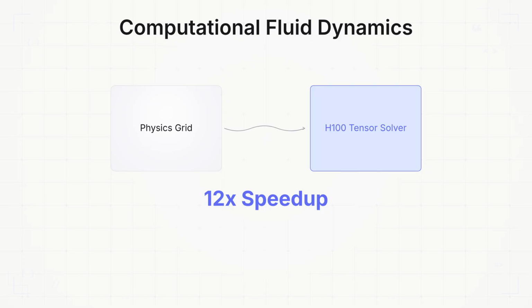With H100 Tensor Cores, these solvers can be accelerated by an order of magnitude. By mapping the stiffness matrix of the physical system onto the Tensor Core's MMA hardware, we get results in hours instead of days. This acceleration enables interactive design, where engineers can tweak a 3D model and see the aerodynamic impact almost instantly. This isn't AI, it's classical physics supercharged by hardware that was originally meant for cat pictures.